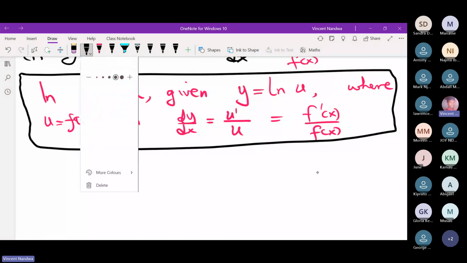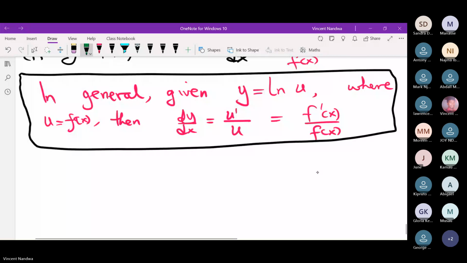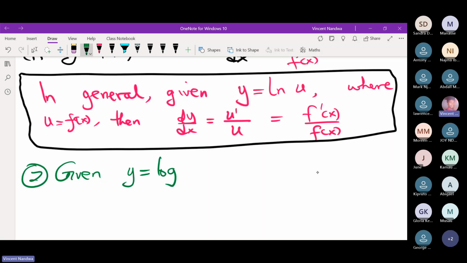So activity number 2: given y is log of x to base a, where this a is positive and this a is not allowed to be 1, find dy dx.